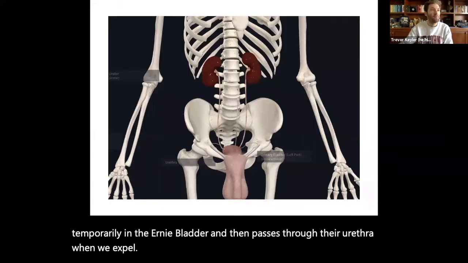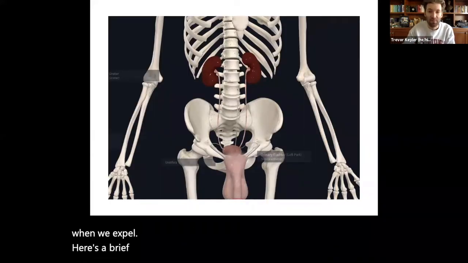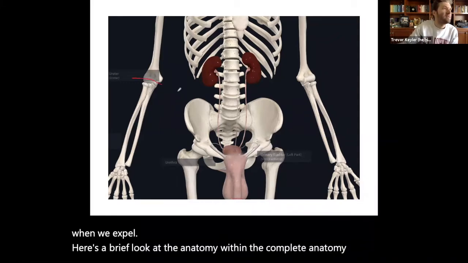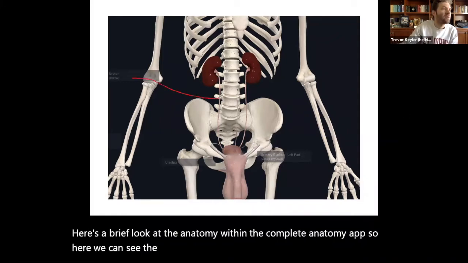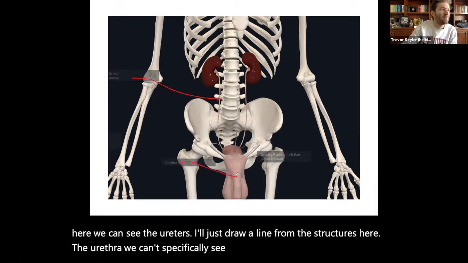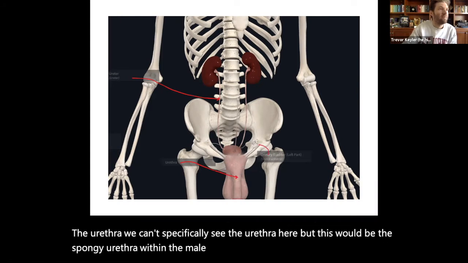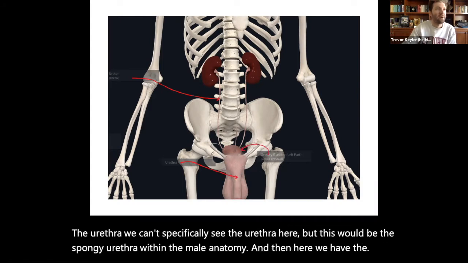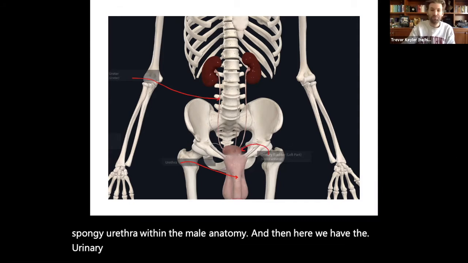Here's a brief look at the anatomy within the Complete Anatomy app. Here we can see the ureters. I'll just draw a line from the structures here. The urethra, we can't specifically see the urethra here, but this would be the spongy urethra within the male anatomy. And then here we have the urinary bladder. This is male anatomy, obviously.